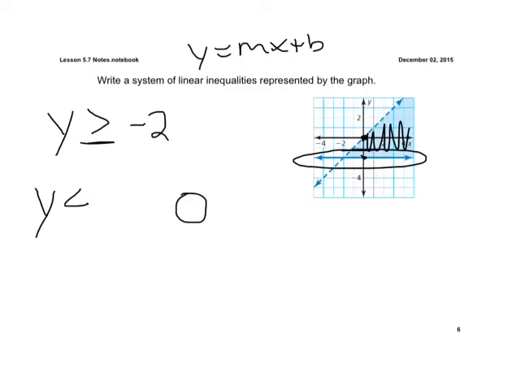Now we need our slope. So if we started at our y-intercept, let's try to find our slope. If we go up 1, right 1, we get to another point. Up 1, right 1, we get to another point. Up 1, right 1. So we know our slope is just 1 over 1, or simply 1. So we have 1x plus 0. Okay, so our system of inequalities, we have y is less than x plus 0, and we have y is greater than or equal to -2. If we were to graph those, we would get that graph on the right.